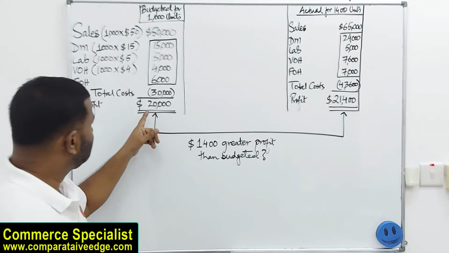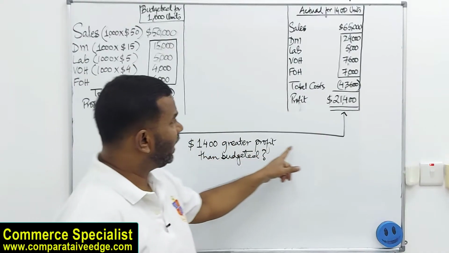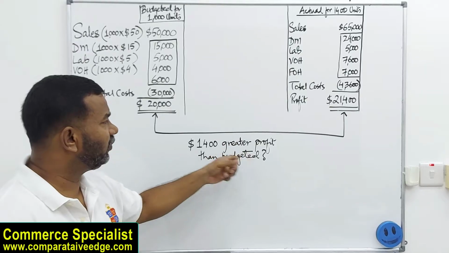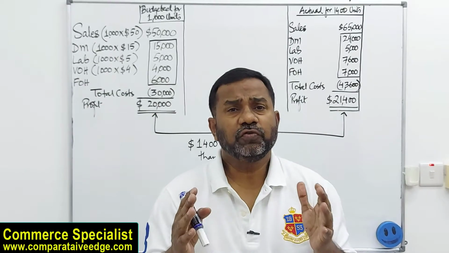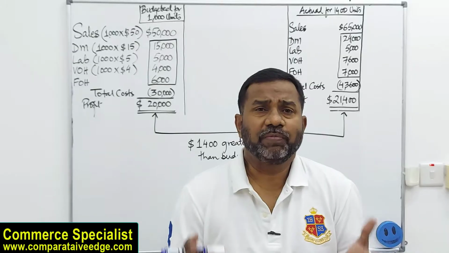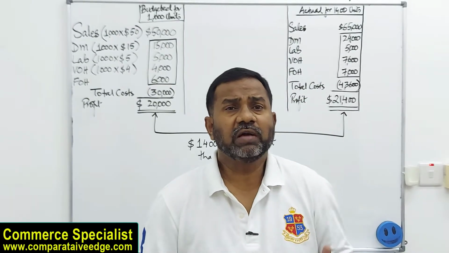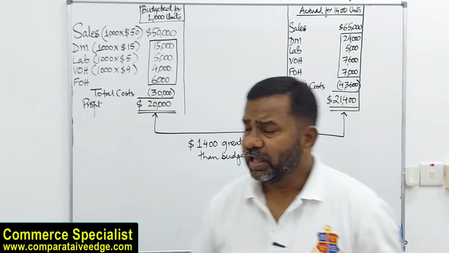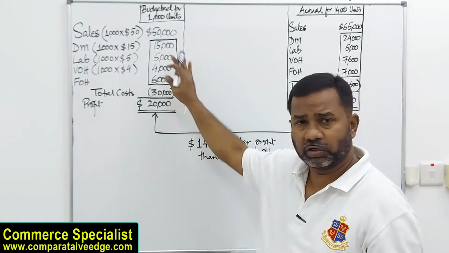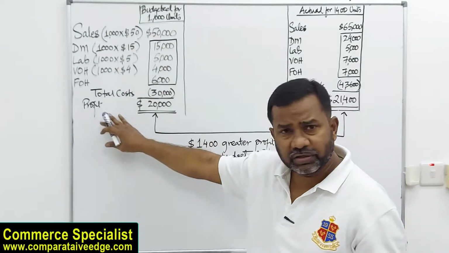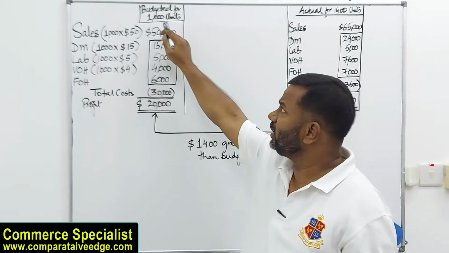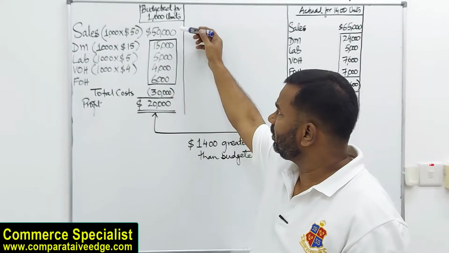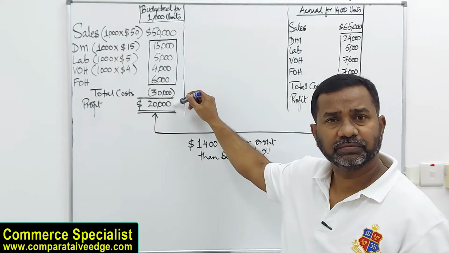If you look at this, budgeted profit is 20,000, but the actual profit is 21,400. So that means 1,400 greater profit than what we budgeted. Now what you need to focus on is, we need to compare an apple with an apple. We cannot compare an apple with a watermelon. What does this mean? If you look at this budgeted profit calculation, all these figures apply for 1,000 units. We are making and selling 1,000 units, and these are the relevant income, the cost, and the profit.